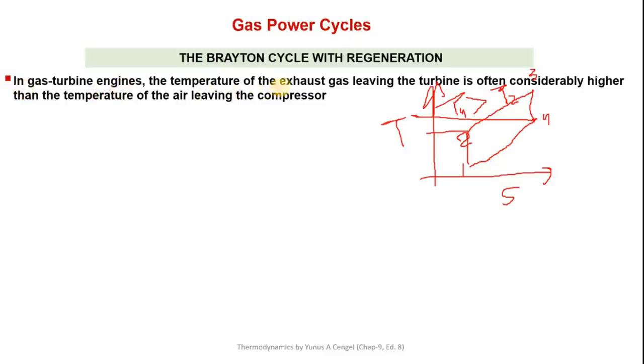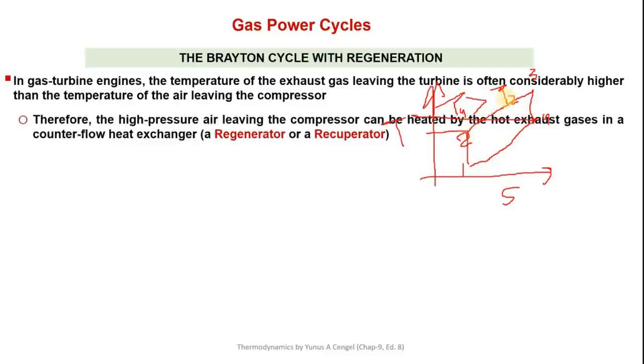In gas turbine engines, the temperature of the exhaust gas, T4, at the exit leaving the turbine, is often considerably higher, not always, but in most cases, than the temperature of the air leaving the compressor, which is point 2, the end of the compression process. So if T4 is greater than T2, then we can utilize this temperature difference to transfer some of this heat to this air before it enters the combustion chamber.